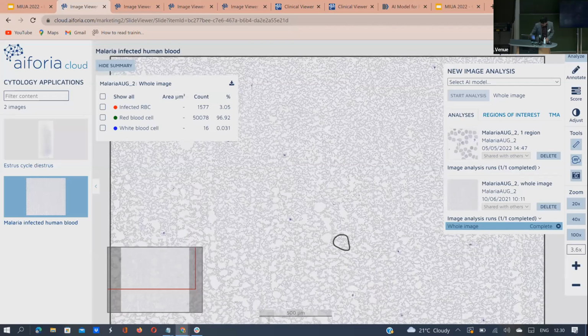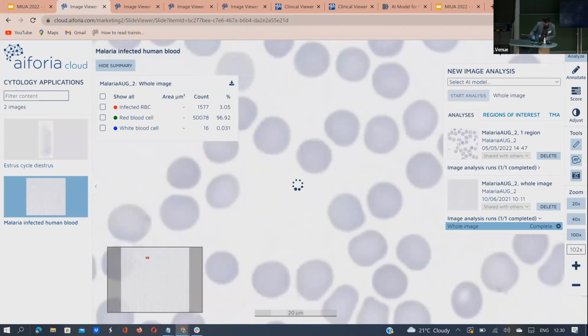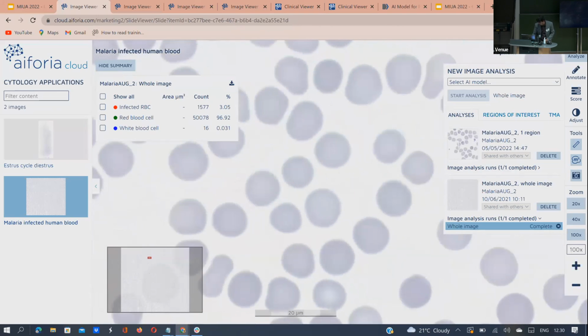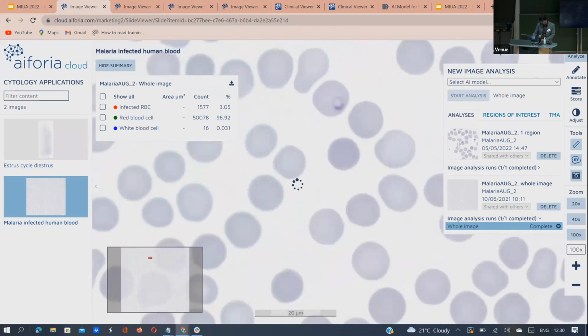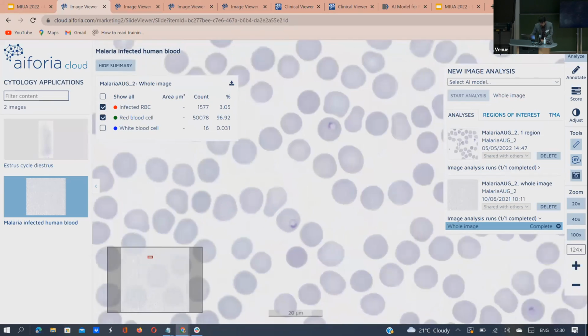In short, what you're seeing over here is a blood sample from a patient which is affected by malaria. I don't know if you can see. At some point, you're going to see blood cells with positive malaria infections. These ring-like structures are malarial parasites. The idea in this case is to automatically determine all the counts.